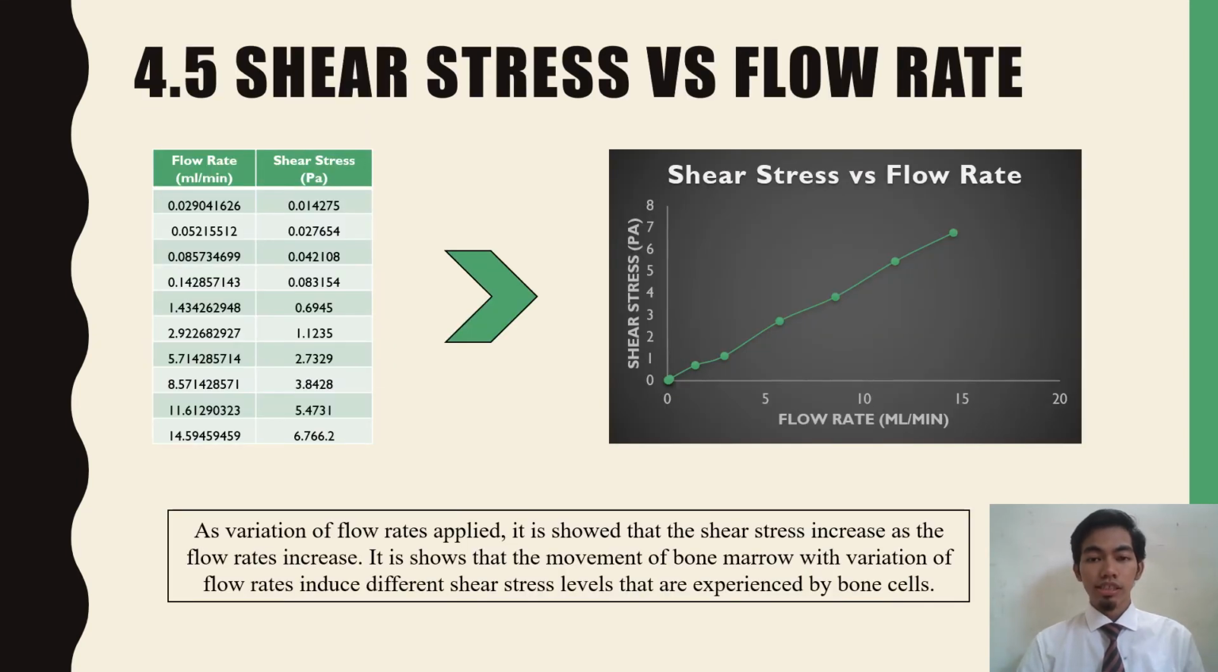So next is the shear stress versus flow rate. The shear stress result was gained after the simulation of this specimen was complete. As the flow rate applied varies, it shows that the shear stress increases as the flow rate increases. It also shows that the movement of bone marrow with variation of flow rate induces different shear stress levels that are experienced by bone cells.